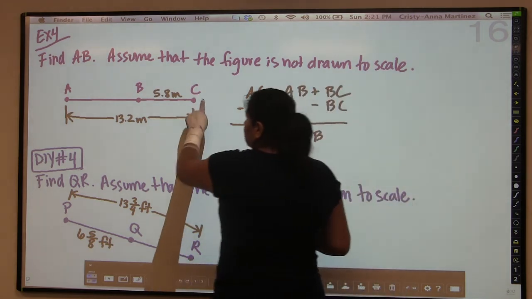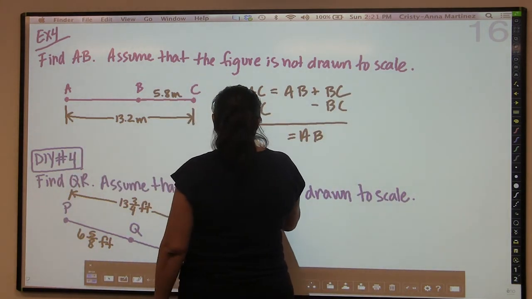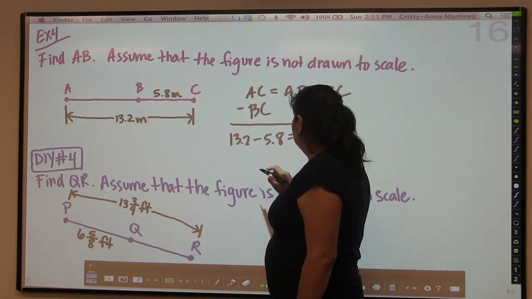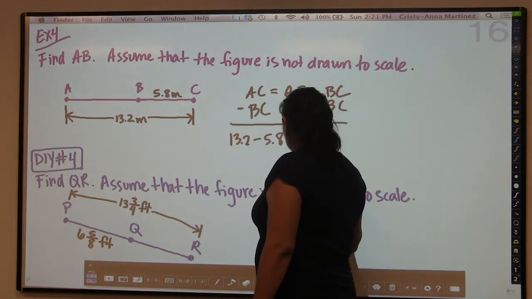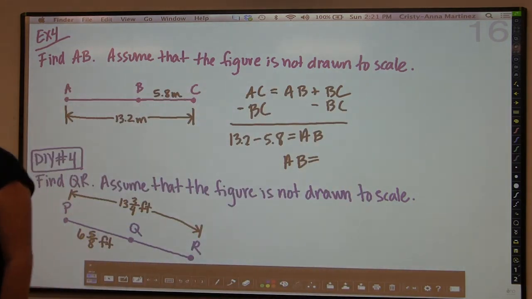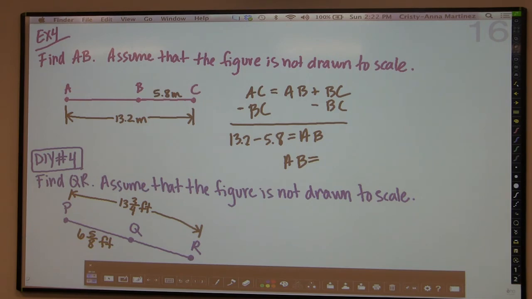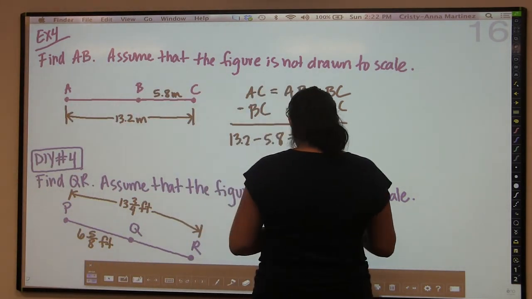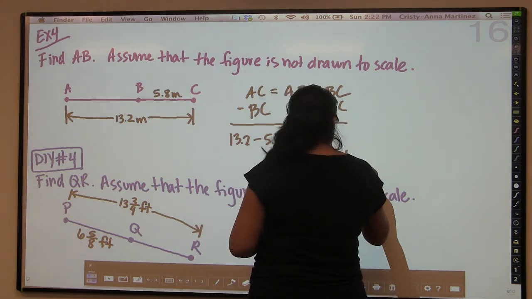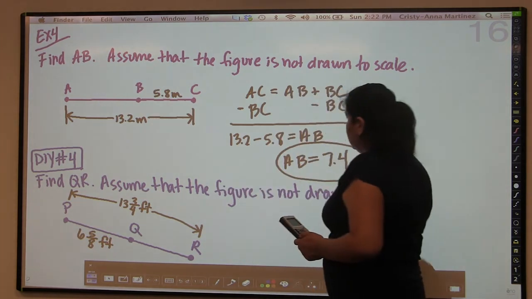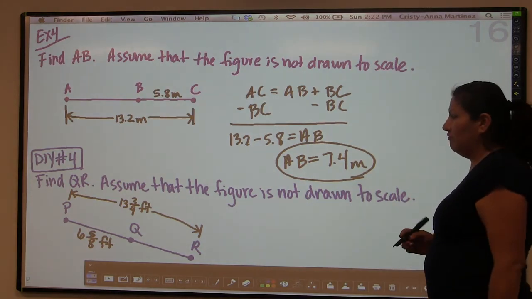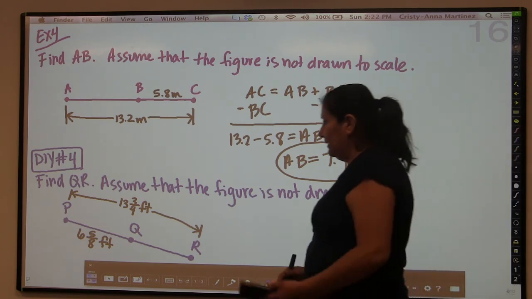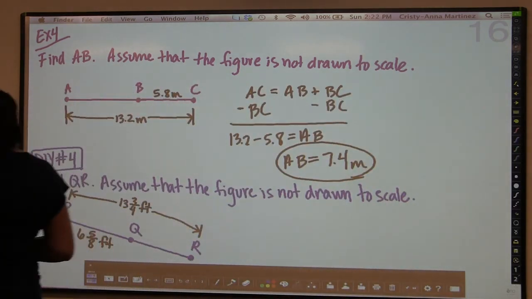And we know that AC is 13.2, and we know that BC is 5.8. So, using subtraction this time instead of addition, we get that AB is 7.4, and that was meters. All right? So this time the do-it-yourself problem is on the same screen, so you can see it down there, again using subtraction to find the measure of a segment.